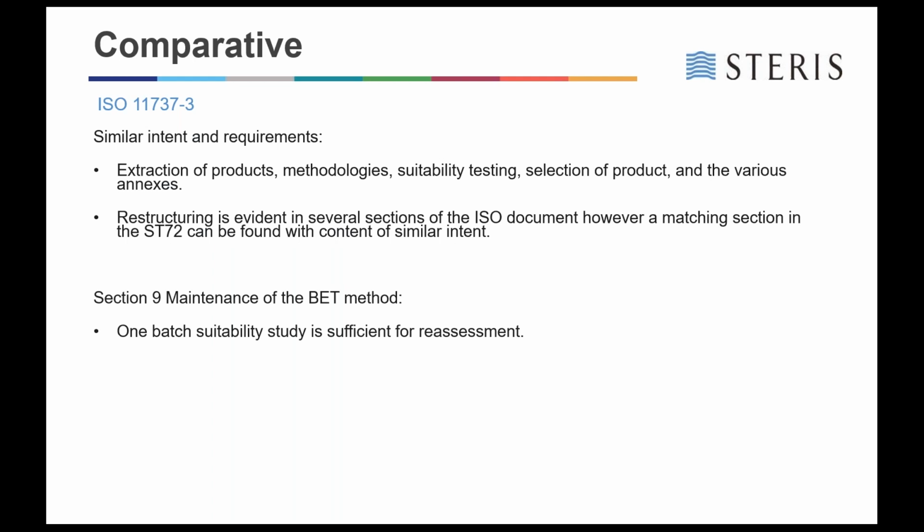One thing that I would like to bring attention to is within section 9. It's on the maintenance of the BET method. It goes into suitability for changes on the process or the method. So these changes would be either for the product changes or the method changes. And they just have a statement here that says a one batch suitability study is sufficient for reassessment.